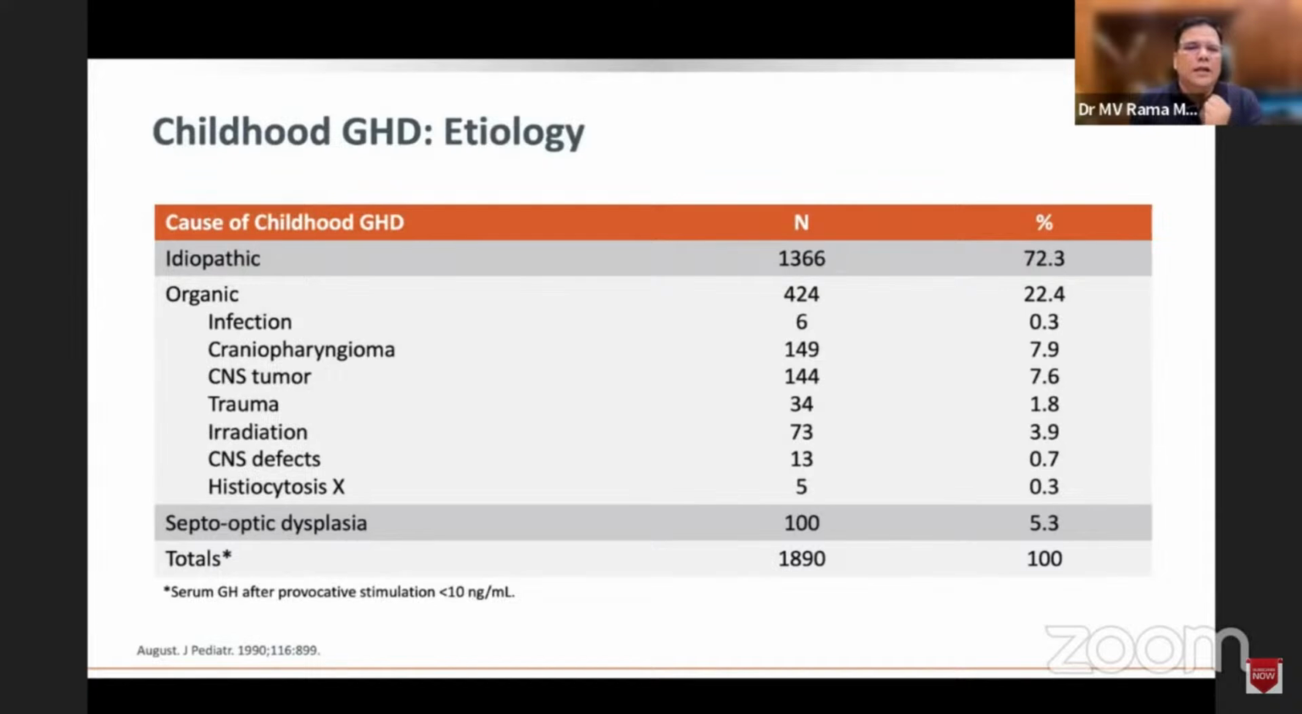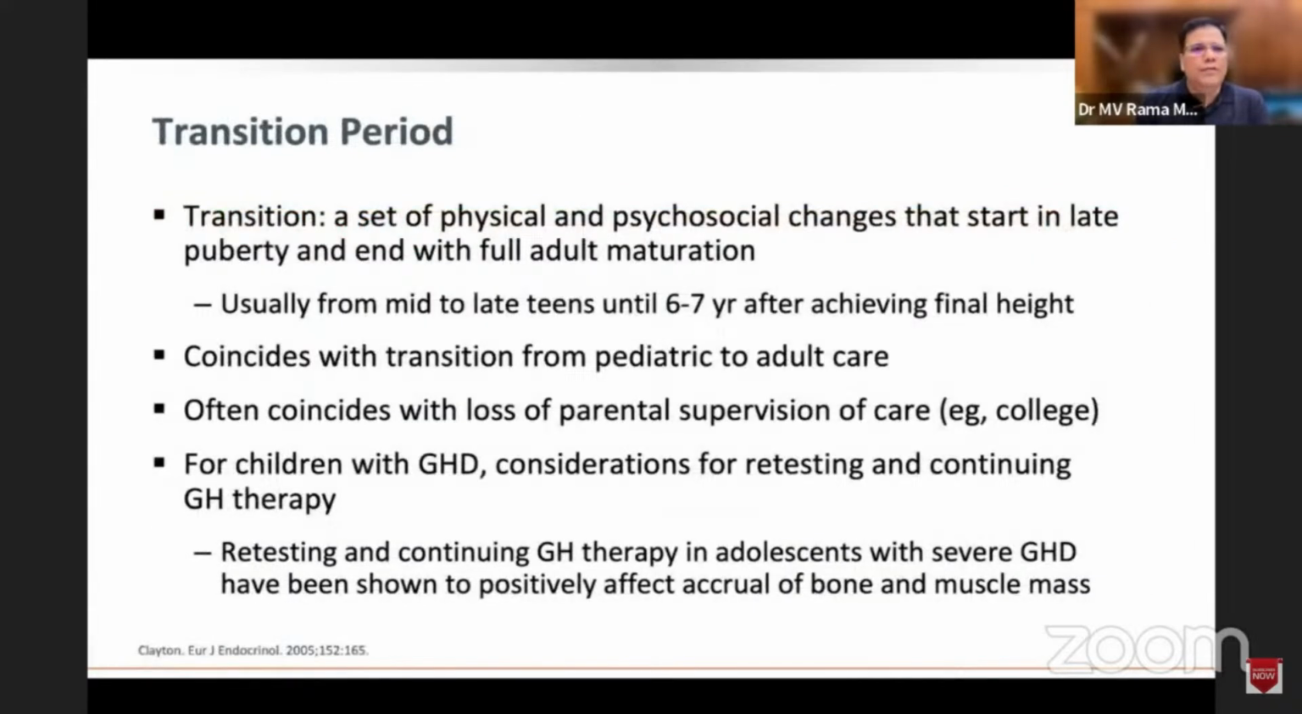So we know that in childhood growth hormone deficiency, most patients have idiopathic etiology. The general causes are genetic defects, and then organic causes like infections, craniopharyngiomas, tumors, irradiation, CNS defects, septo-optic dysplasia, and structural defects. All these structural defects or infections affecting the pituitary hormones will lead to growth hormone deficiency in childhood. Then coming to the transition period, this is the period where the child in the late teens becomes an adult. From mid-to-late teens until 6 to 7 years after achieving final height, we call this the transition period. This coincides with the transition from pediatric to adult care, and often with the loss of parental supervision, mainly because of college days.